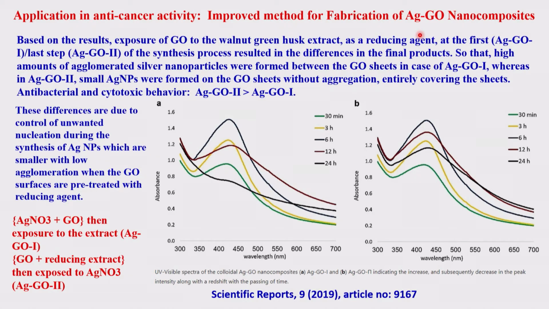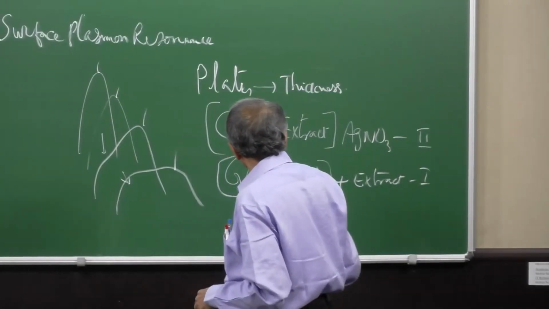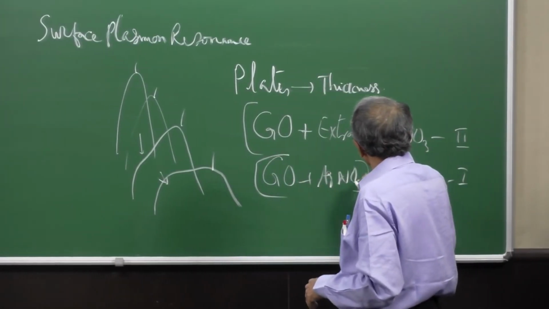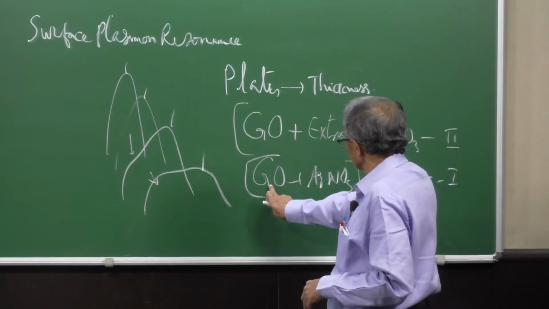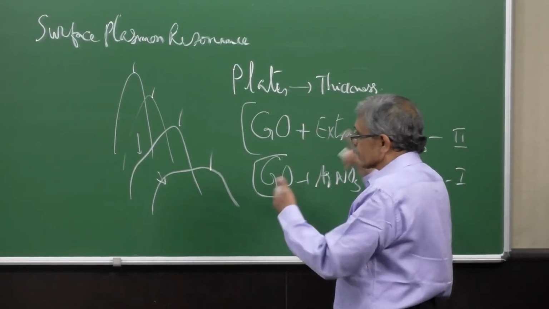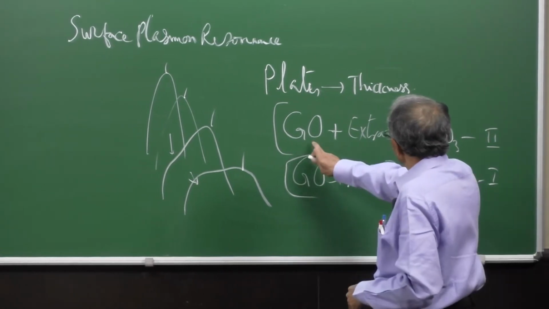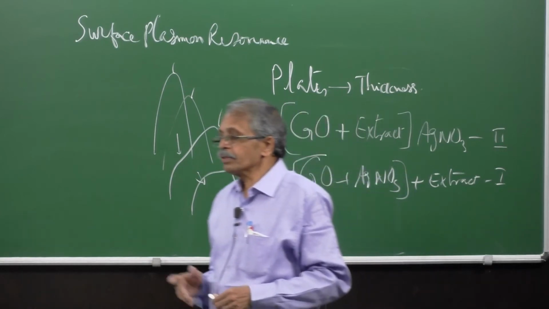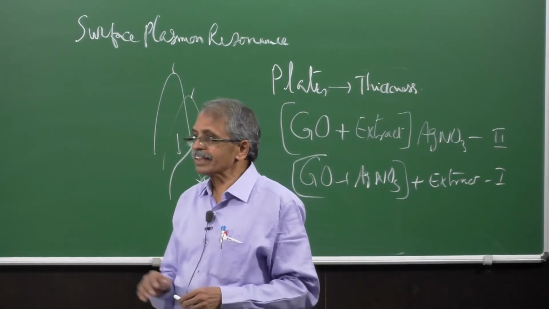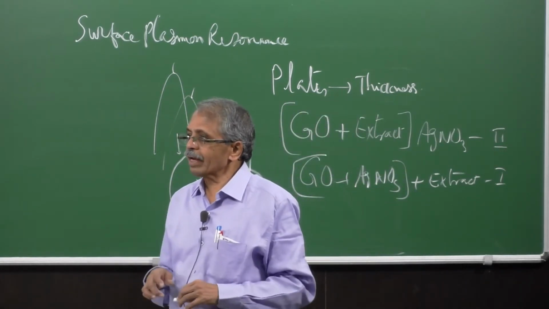So this is shown as 1. In one case, the silver nitrate is initially added to the graphene oxide, and then the extract is added for the reduction. In the other case, the graphene oxide is dipped into the extract, and then silver nitrate is added. In these two, there is a difference in the way the silver nanoparticles are formed.